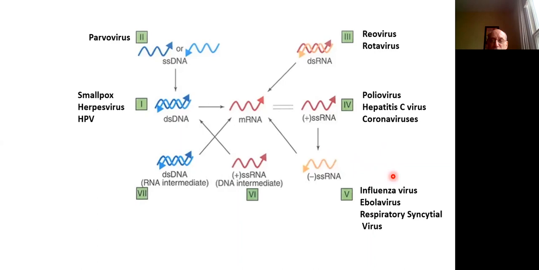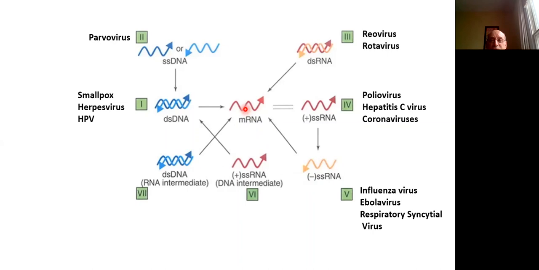And obviously, since the cell has no idea what to do with this RNA, the virus particle must also bring in the polymerase necessary to copy the genomic minus strand RNA into messenger RNAs needed to make the infection go.